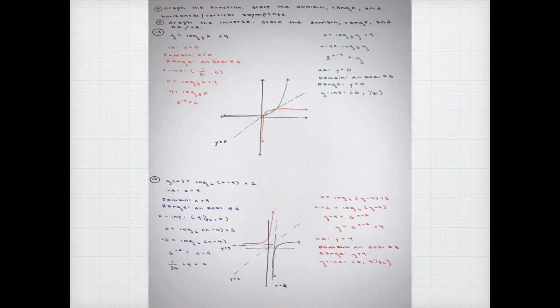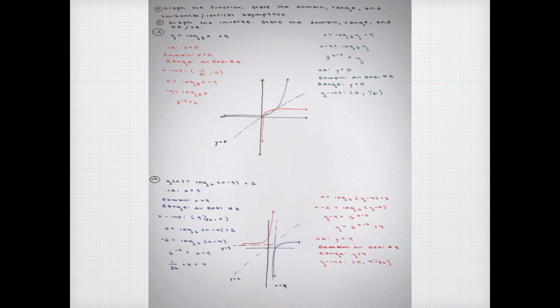Then if I were to do the exact same thing with the reverse, I plug in x and y again, I flip them, and then I solve for my y. I get y equals 6 to the x minus 2 plus 4. My horizontal asymptote, remember, since 6 to the x minus 2 cannot equal 0, my horizontal asymptote is y equals 4. My domain is all reals, and my range is that it has to be greater than 4.